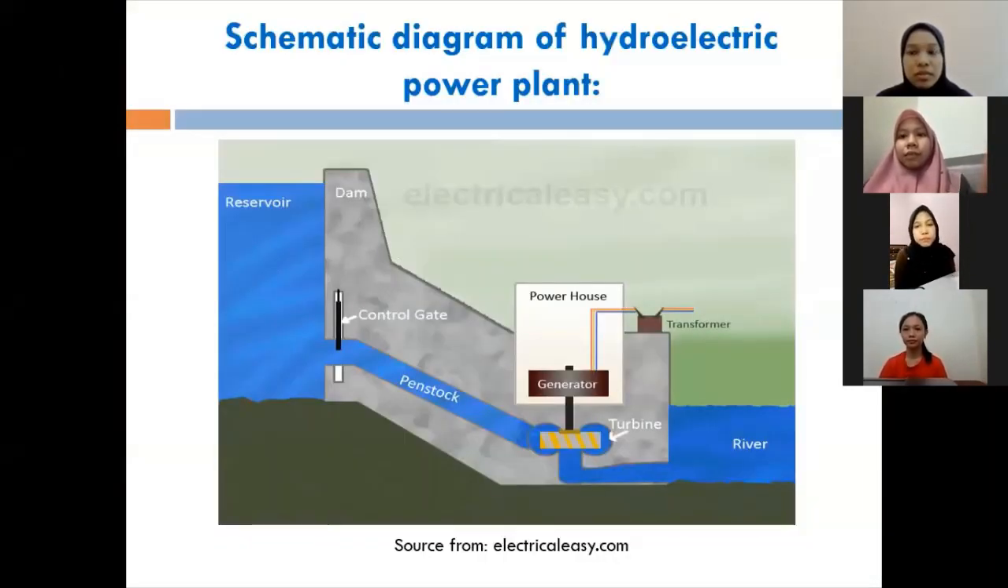Okay, the diagram below shows the schematic diagram of a hydroelectric power plant. A hydroelectric power plant consists of several components such as reservoir, dam, control gate, penstock, turbine, generator, and powerhouse. Next.